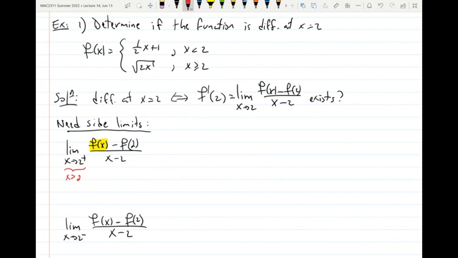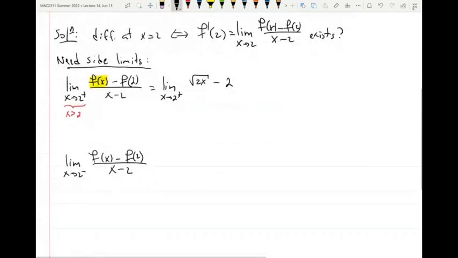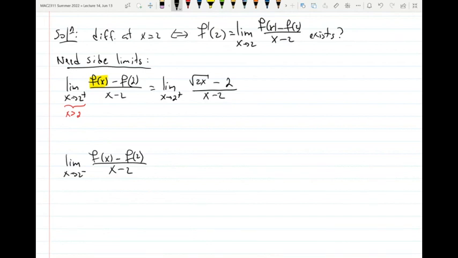Yes? So we have the limit as x approaches 2 from the right of the square root of 2x minus, okay, what's the value of the function at 2? 2, very good. f of 2 equals 2. Does everybody see this? Okay. Over x minus 2. Okay, now we have a concrete limit. Let's go for it.